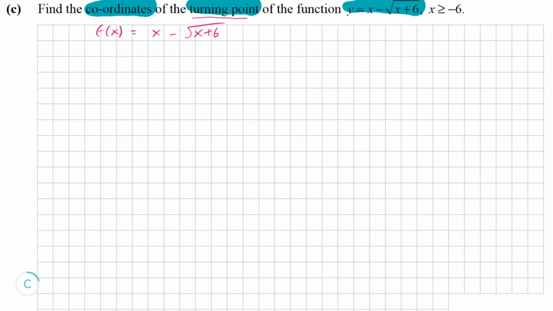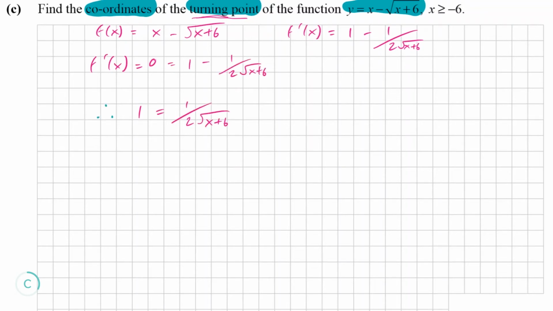So first of all, just rewriting f of x, and also rewriting f dash x, because we're also going to need that here. So let's firstly find the x coordinate of the turning point, and to do that we're going to have to find f dash x is equal to 0. So therefore we're left with this equation after we bring across our big fraction, and it's just 1 is equal to 1 over 2 root x plus 6.